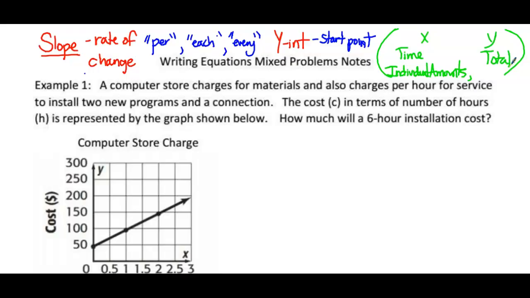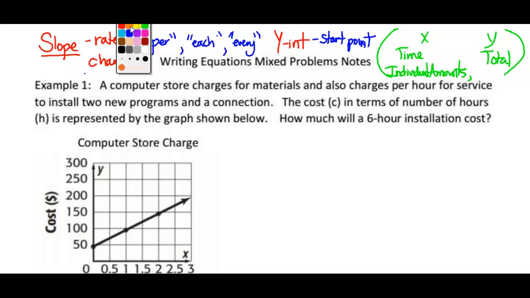So in this worksheet today, the problems are all mixed up, and you have to decide, did I give you a slope and a y-intercept, a slope and a point, or 2 points? So I'm going to do some of them with you, and you may have to finish ones for the remainder of class. Okay? First one.